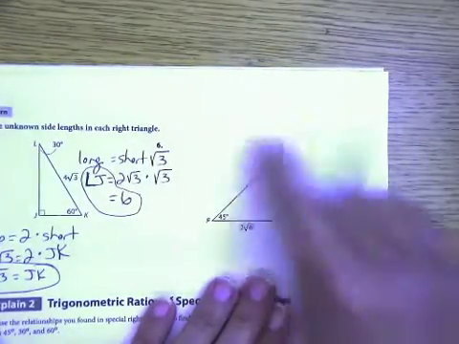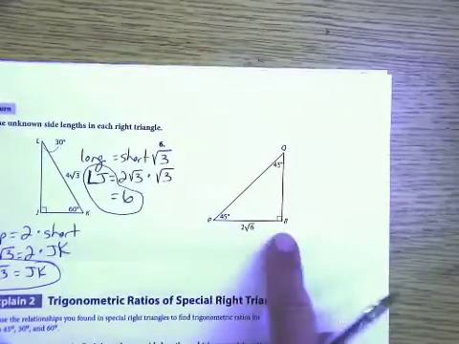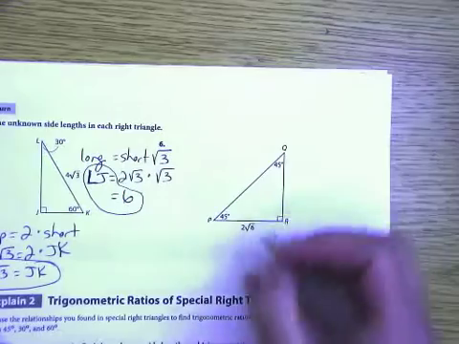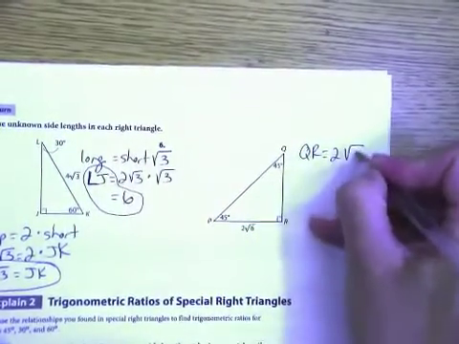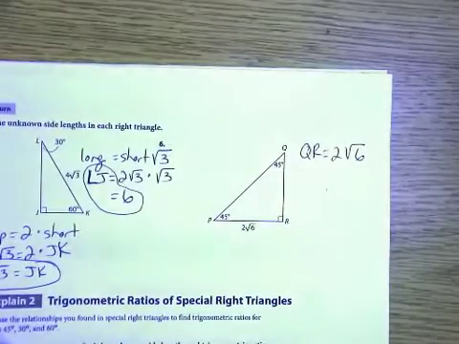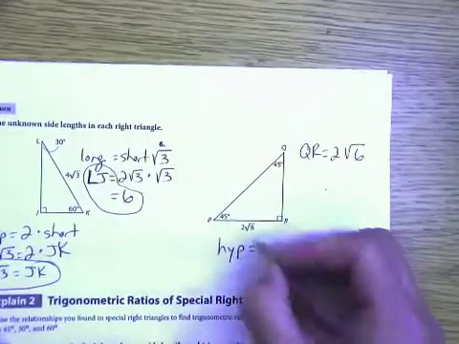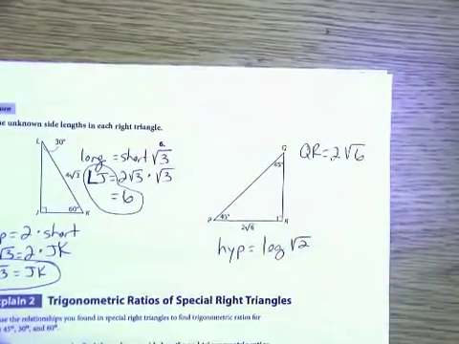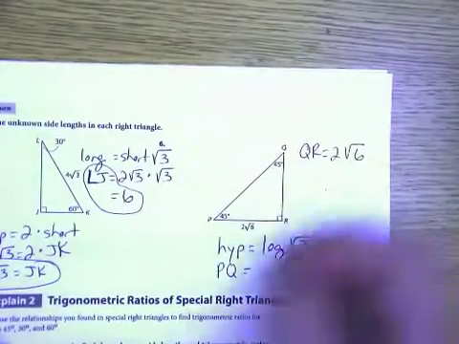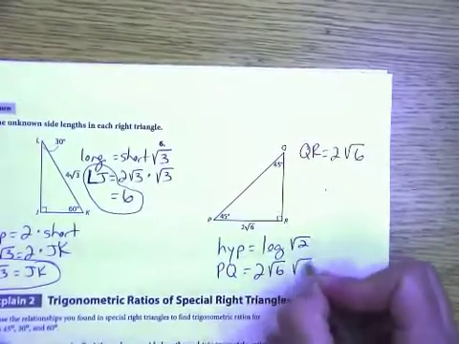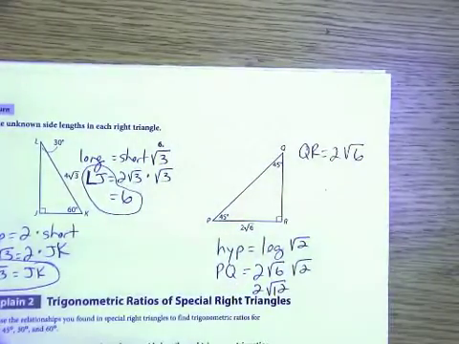In this example, notice that it's an isosceles right triangle. That means that the legs are equal. I'm given a leg. That means the other leg is the same thing. So QR is also 2 radical 6. From here, I know that the hypotenuse equals a leg times radical 2. My hypotenuse is PQ. My leg is 2 radical 6 that I'm multiplying by radical 2. So that's 2 radical 12.